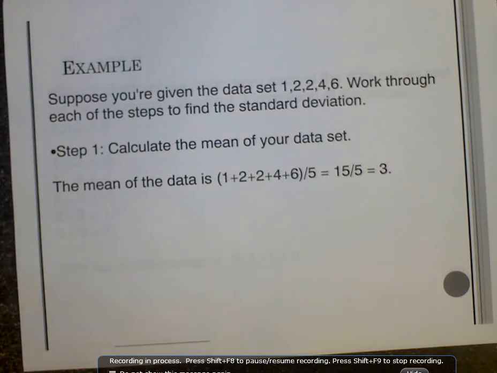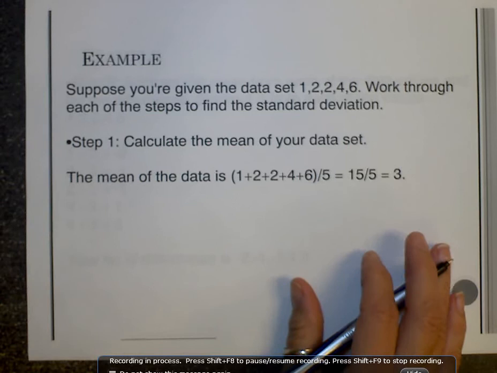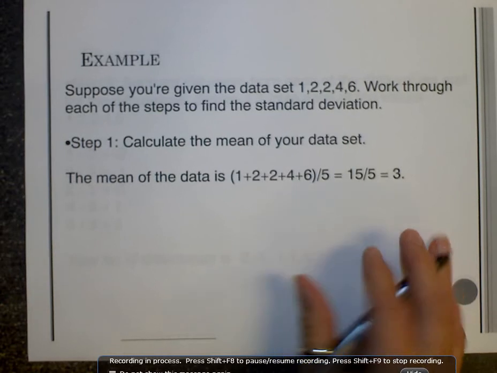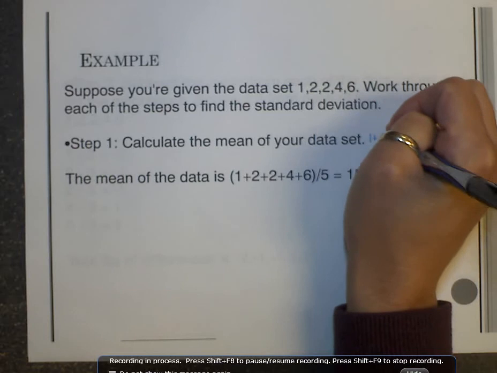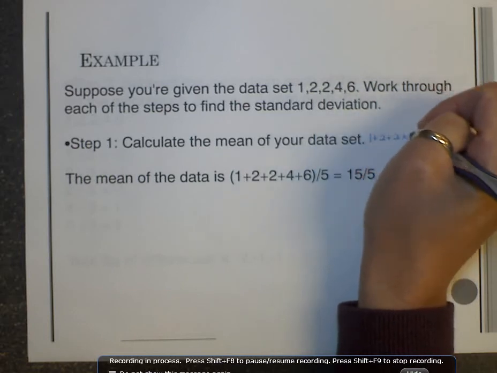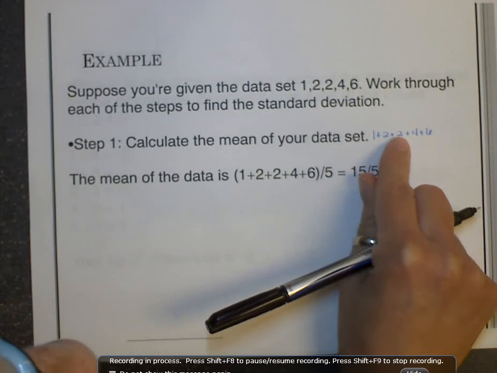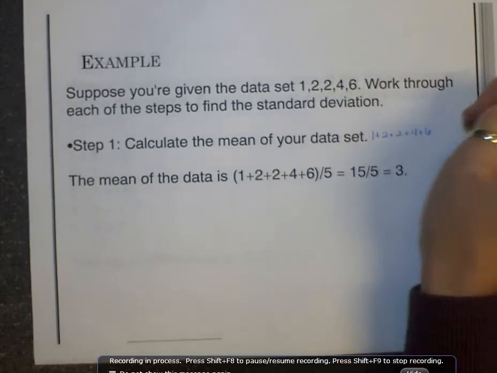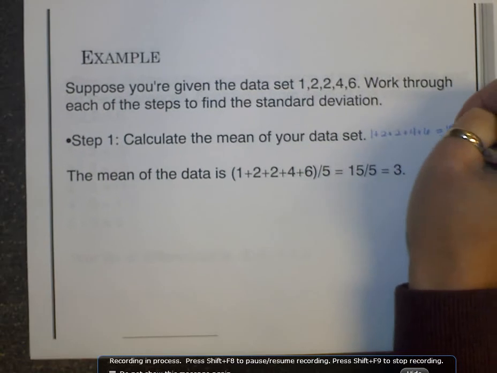This is much more like it. Here's our next data set: 1, 2, 2, 4, and 6. First thing we need to do is calculate our mean. So 1 plus 2 plus 2 plus 4 plus 6: 3, 5, 9, 15. 15 divided by 5 is 3.